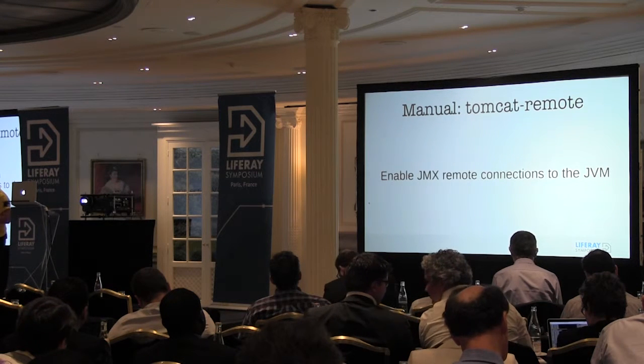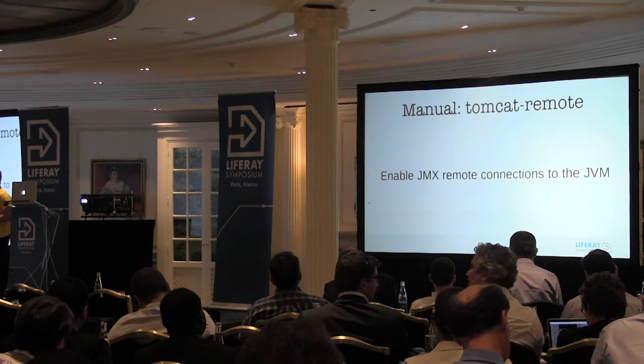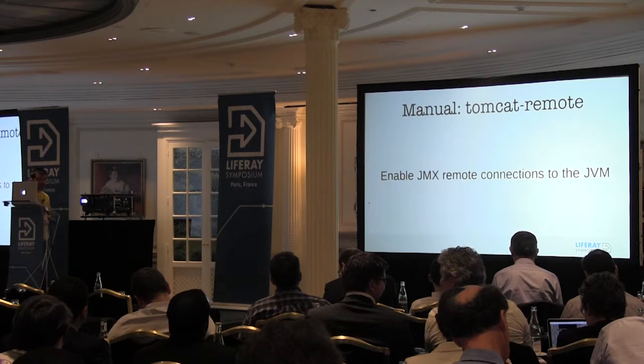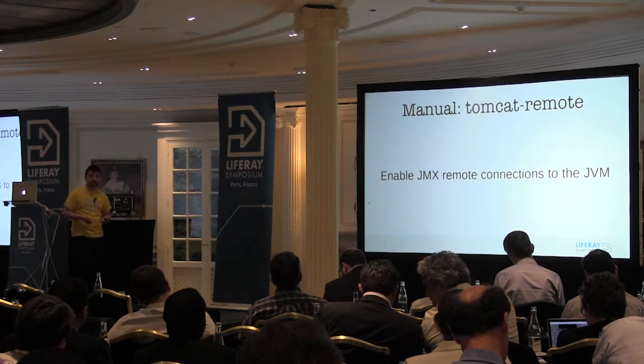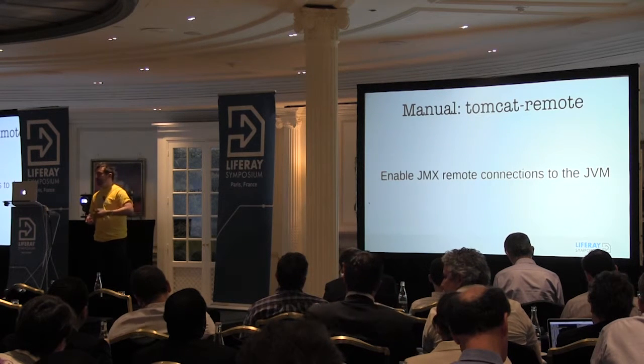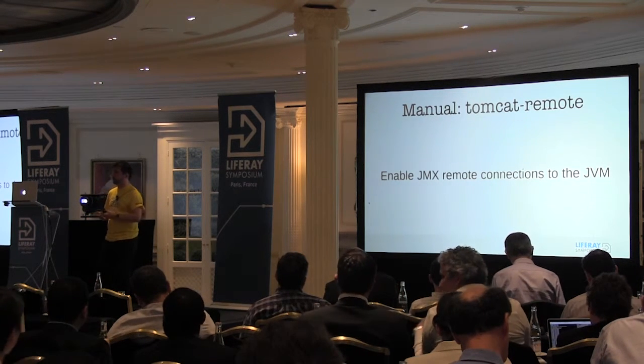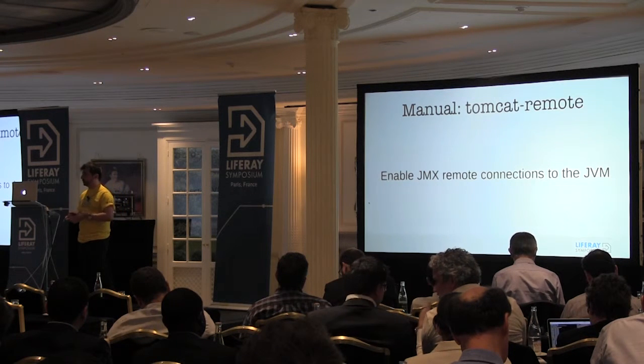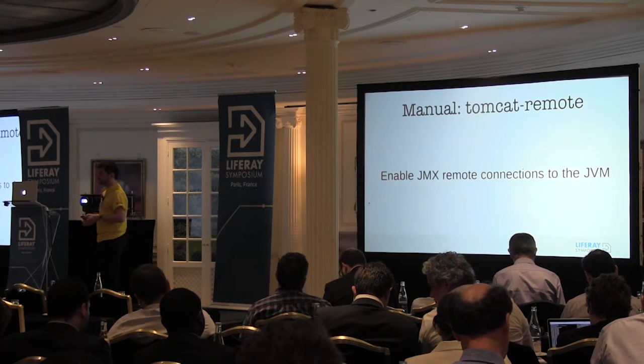And last but not least, what we need is to enable the JVM that is running Tomcat to accept remote JMX connection. Why is that? Well, the reason is, we said that Arquillian needs to interact with the platform, and everything, when talking about the Tomcat connector, is happening through the JMX connector.